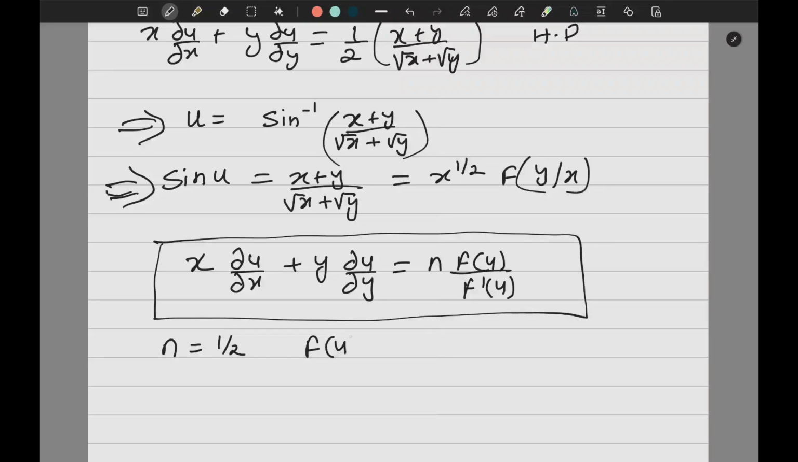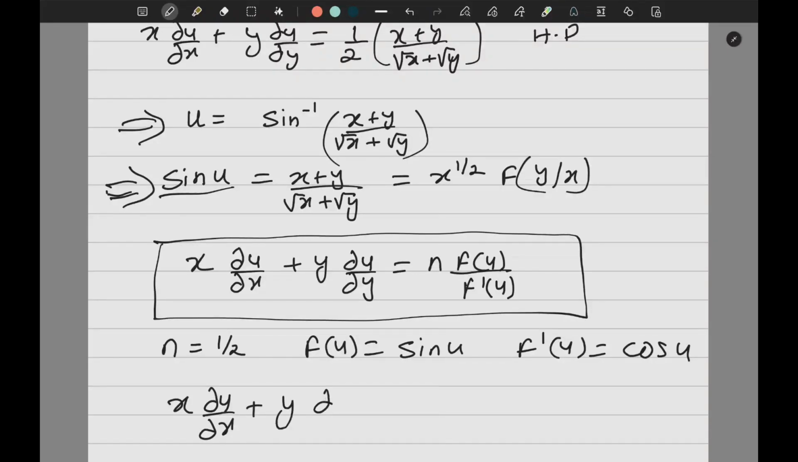What is your f of u? F of u is nothing but this function, that is sine u, and f dash u is equal to cos u. Now put in this formula. So x dou u by dou x plus y dou u by dou y is equal to 1 by 2 sine u upon cos u, which is equal to 1 by 2 tan u. So this is how you have to do the question.